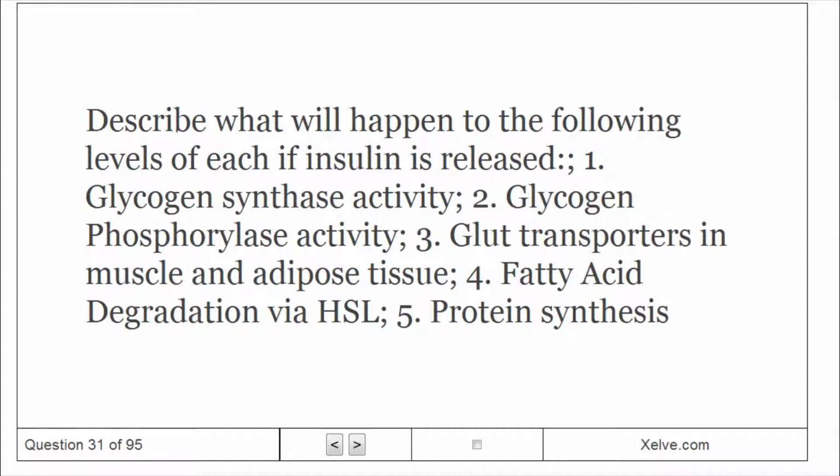Describe what will happen to the following levels of each if insulin is released. 1. Glycogen synthesis activity. 2. Glycogen phosphorylase activity. 3. Blood glucose transporters in muscle and adipose tissue. 4. Fatty acid degradation via HSL. 5. Protein synthesis.